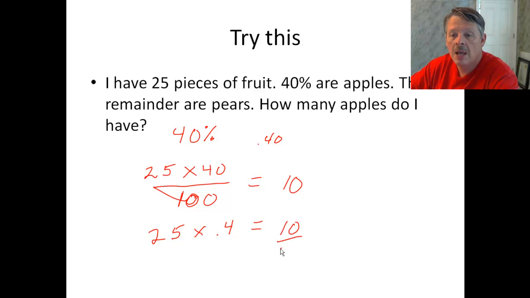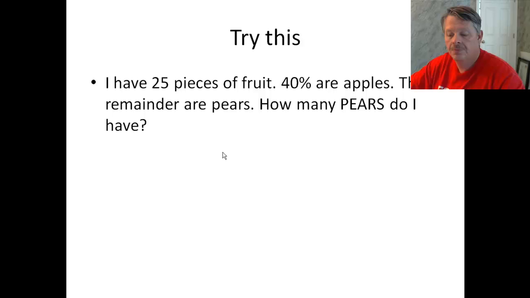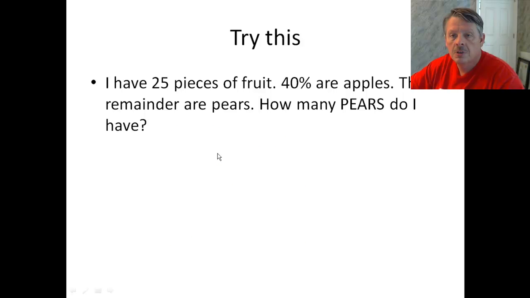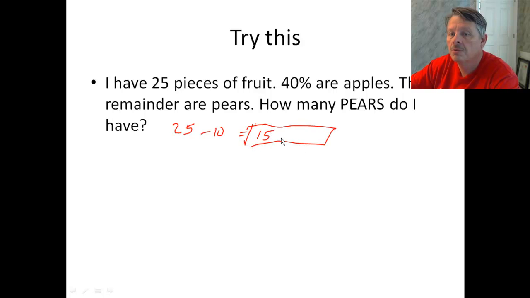So how many apples do I have? Well, I have 10 apples. All right, the remainder are pears. So if I go on to my next question, it says how many pears do I have? Well, clearly the easiest way to do that is to say, well, didn't I just have 10 apples? Well, if I have 10 apples, I can simply take my 25 pieces of fruit, and I subtract 10, and that gives me 15. So I should have 15 pears. I'll put pears over here.